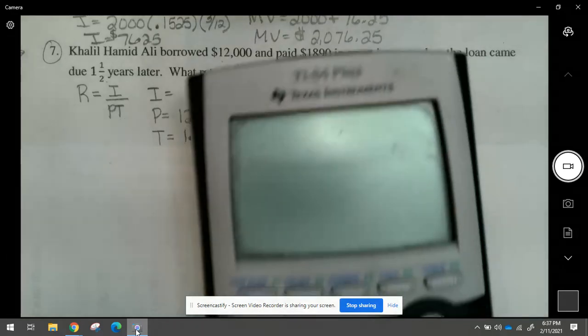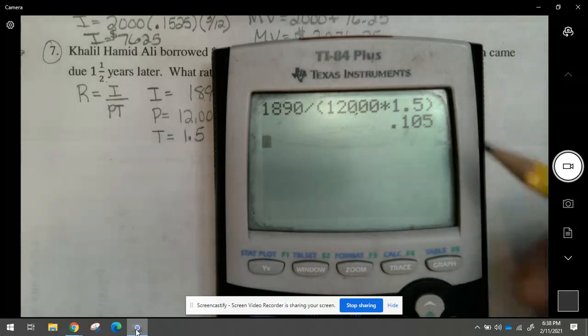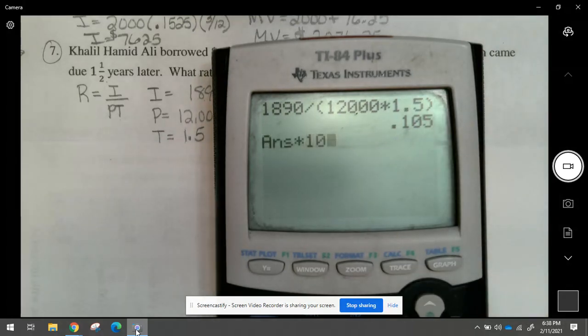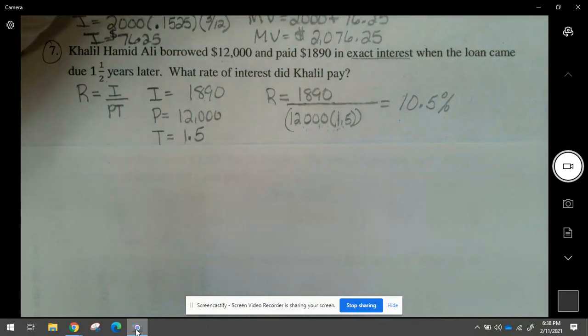And I'll show you what I mean on the calculator. So you're going to type in 1890, divide by button, parenthesis, 12,000 times 1.5, close parenthesis. And yes, you get a decimal, but you need to multiply that by 100 to turn it back to a percentage. So this one is 10.5%. Okay, you should try the next two. I think 8, 9, and 10 are all rate problems. Yes, try 8, 9, and 10 and hit pause, try them, and then restart the video and check your work.